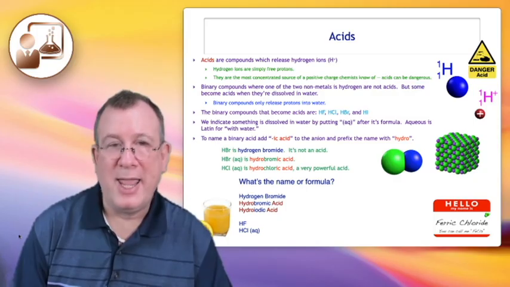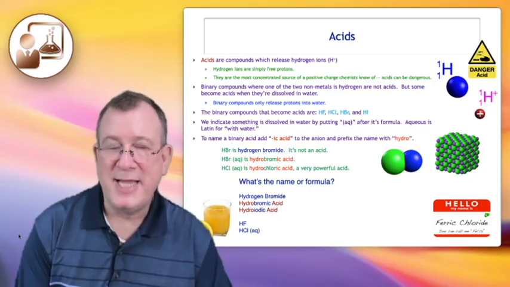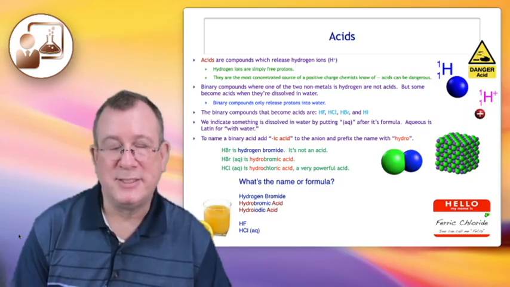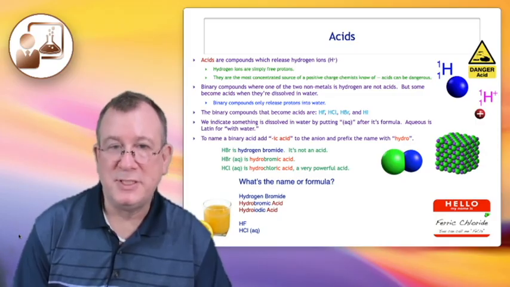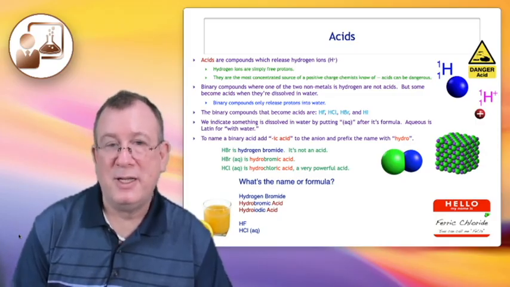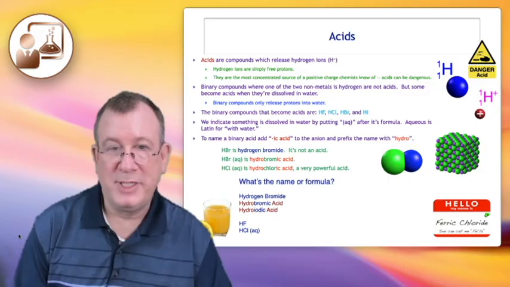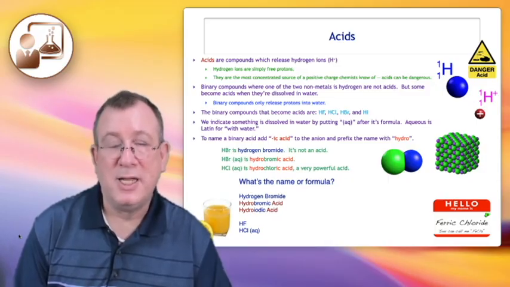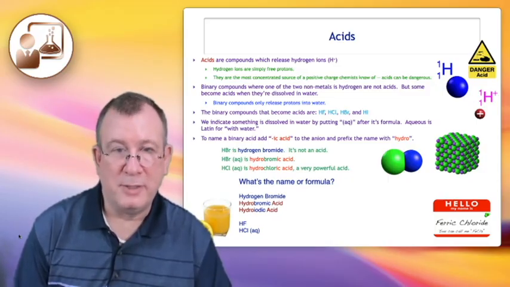HBr, HCl, HF, and HI all produce the binary acids hydroiodic acid, hydrobromic acid, hydrochloric acid, and hydrofluoric acid. Now these acids, unlike the other acids that we will explore, are not pure compounds. They are mixtures of these substances with another substance. And as a hint, hydrobromic acid, what do you think the other substance is? You are correct. It's water.